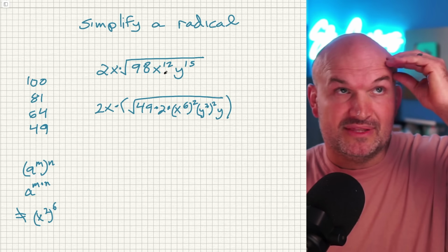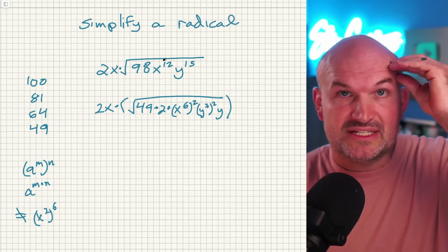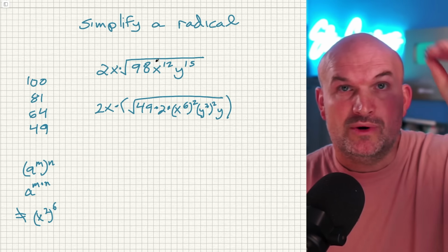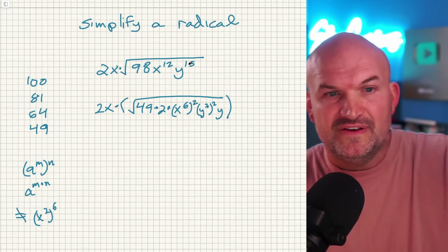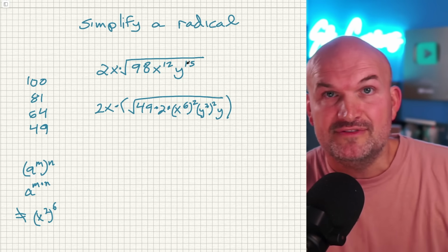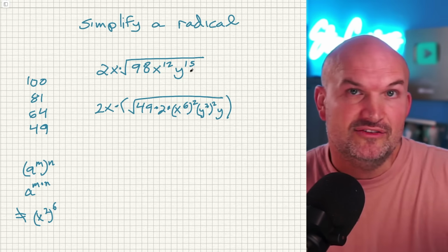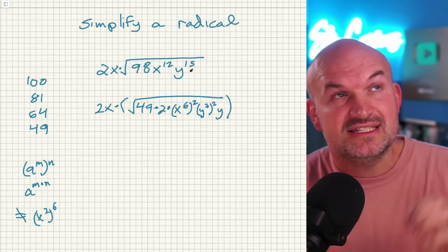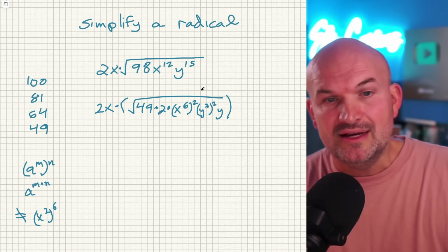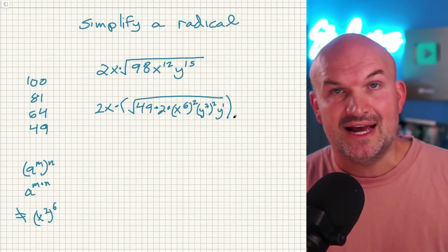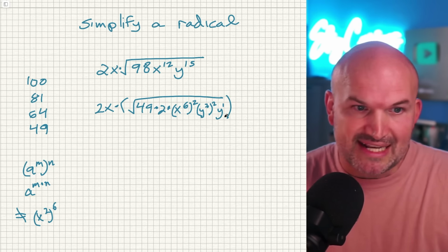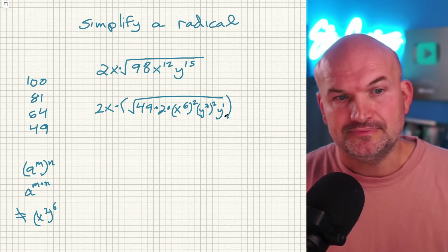I'm looking at 12 and I'm thinking, what number multiplied by 2 is going to give me 12? 6. Okay, x to the 6th squared. 15. What's the closest even number that's divisible by 2 that's smaller than 15? 14. Okay, that's 14, 7 times 2. So y to the 7th squared, and then I need to multiply it by 1 extra y. I could do this really quickly. I'm just breaking everything down for you.